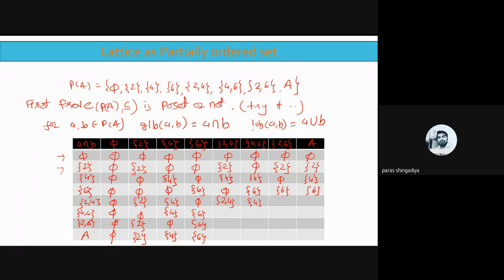And then after 2 4 and 2 6, the answer is 2. Clear? 2 is the common value there. और 2 4 with A, 2 4 और A में कॉमन है 2 4. ठीक है? 2 4. Yes, good. That is 2 and 4.